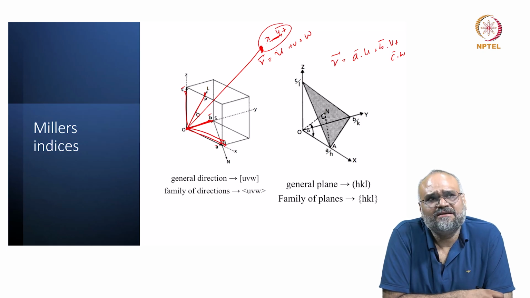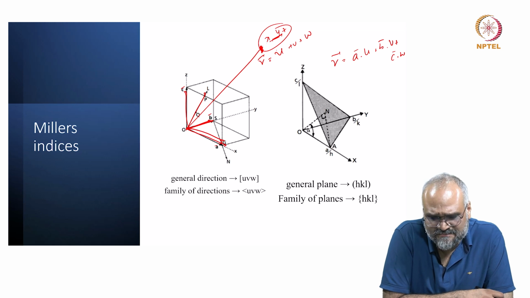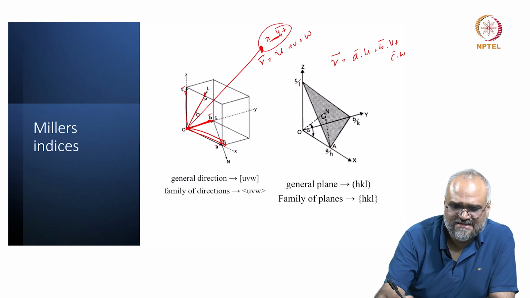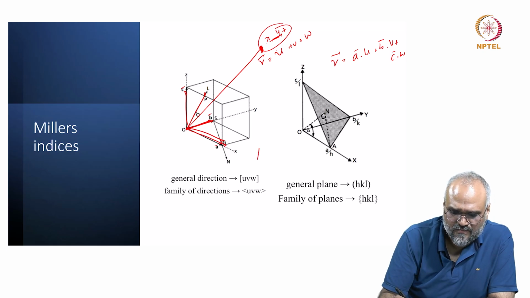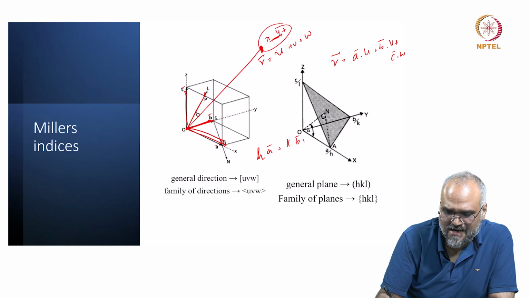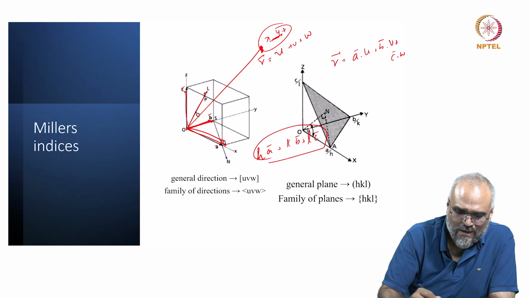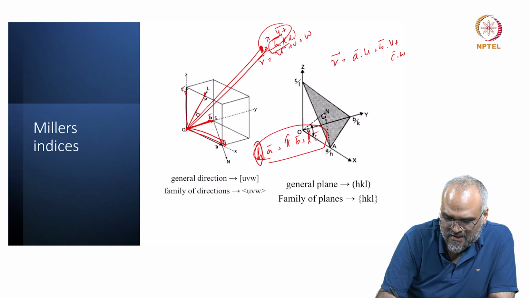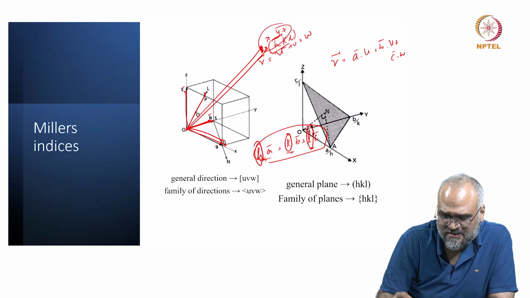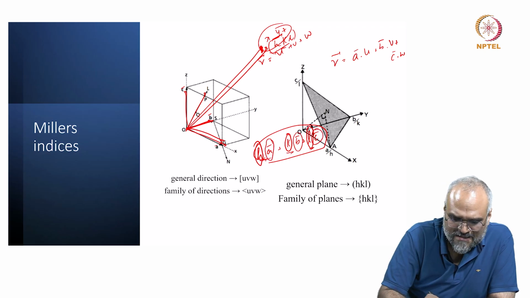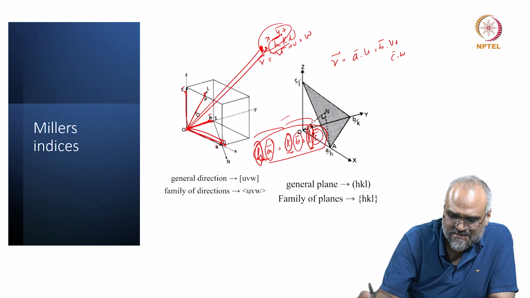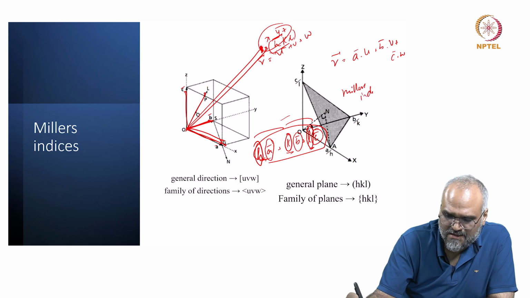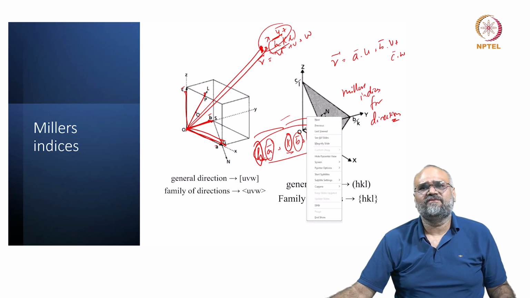For any given point, if I want the Miller's index for a direction, so let us say this is in terms of some scalars, h a bar plus k b bar plus l c bar as the vector that is connected to a point HKL, these scalar values when multiplied with the unit vectors of my unit cell are what are called Miller's indices for direction.